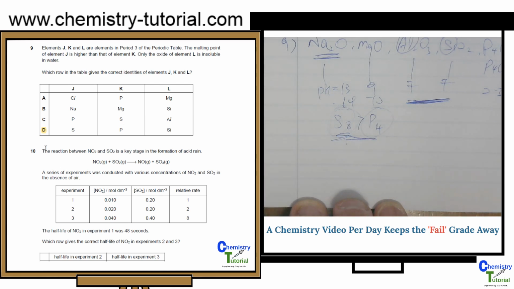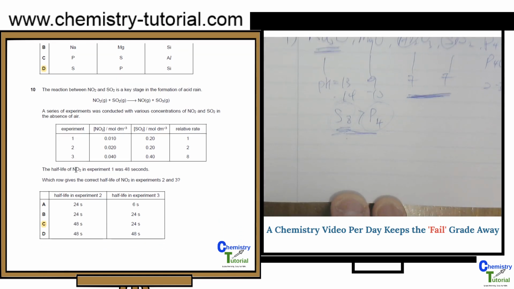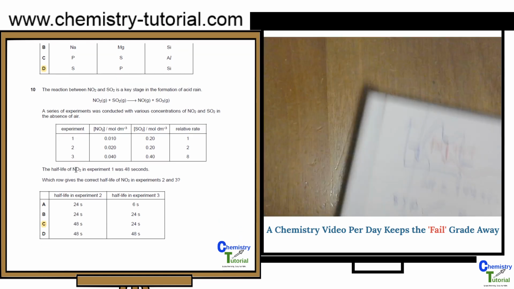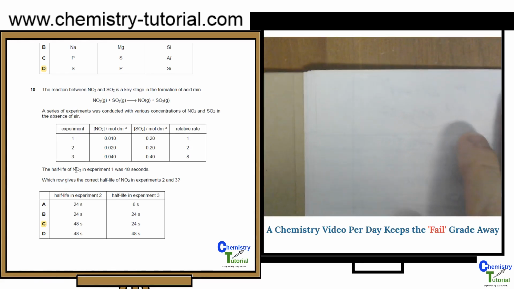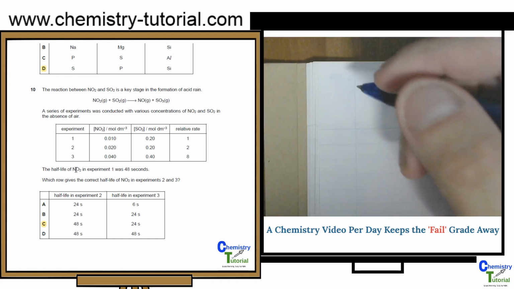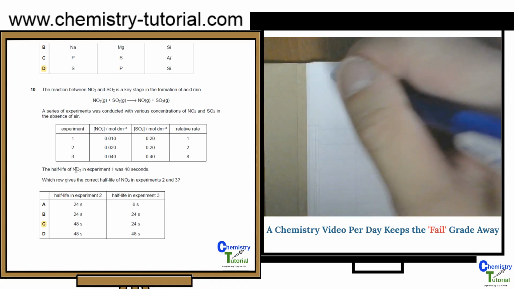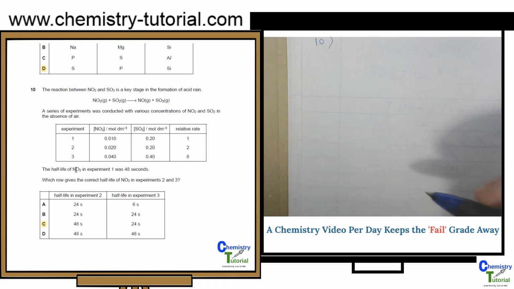Now, let's look at question 10. Question 10, a reaction kinetics question. The reaction between NO2 and SO2 is a key stage in the formation of acid rain. A series of experiments was conducted with various concentrations of NO2 and SO2 in the absence of air. So now we are given a half-life so and so. Which row gives the correct half-life of NO2 in experiments 2 and 3?